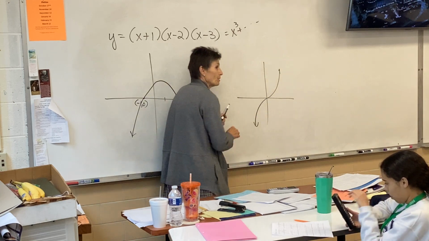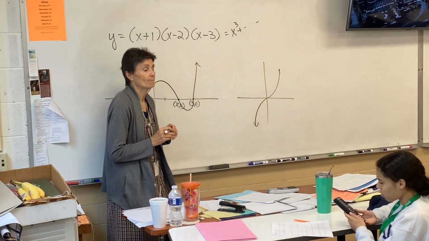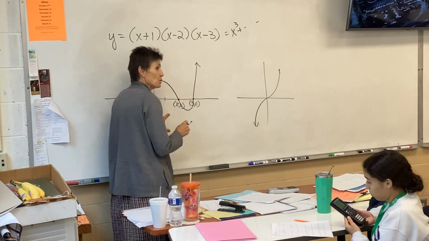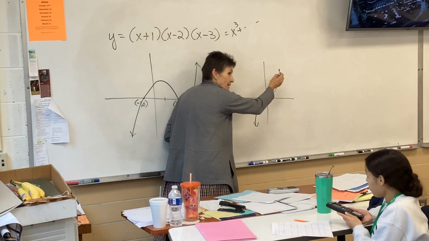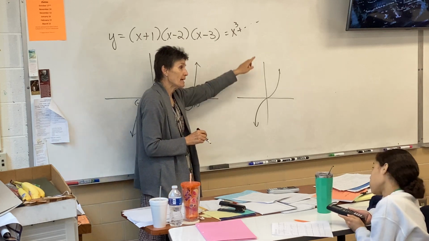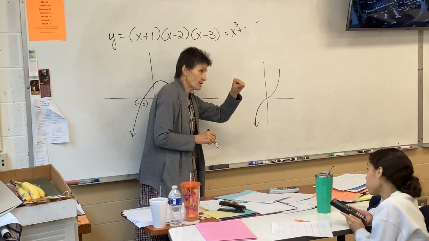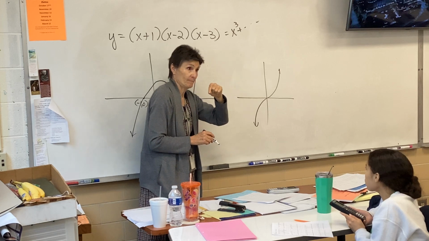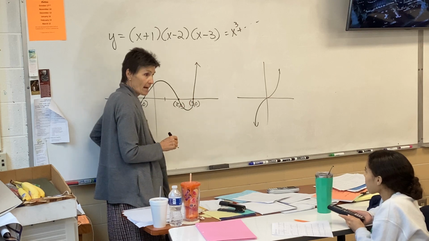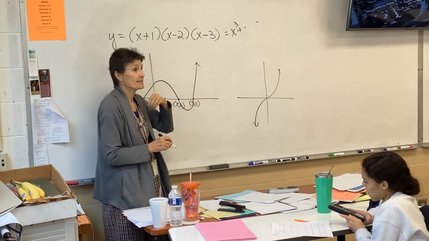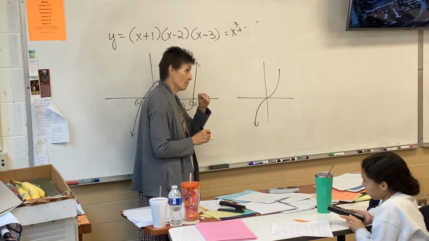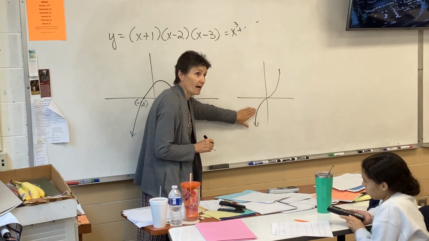Now, important point. This was a cube. We said cubes start down and end up. That behavior, start down, end up, is every odd degree function. So if this were an x to the 5th problem, start down, end up. X to the 7th, start down, end up. Any odd degree polynomial is going to behave just like this.